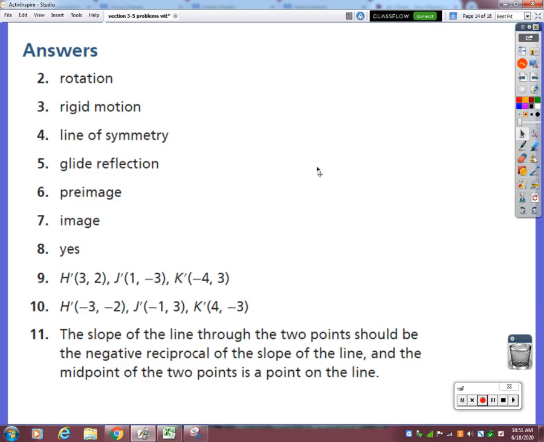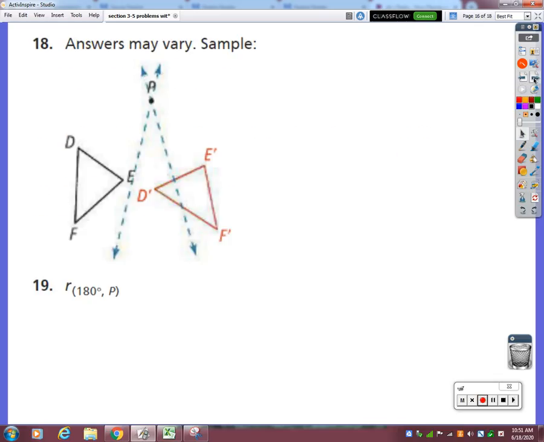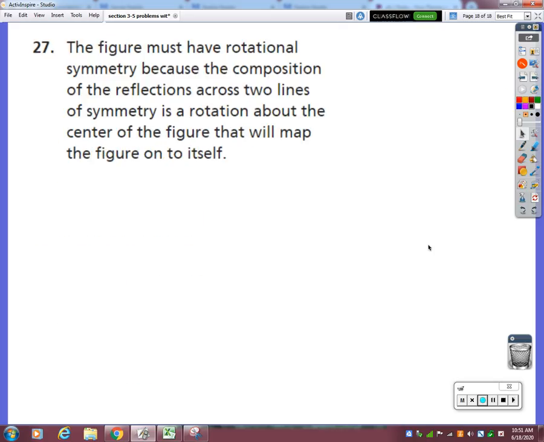So there's 2 through 11. Here is the next bunch. And then 18 and 19. This is an answers may vary one, so it looks like there's a lot of different ways that you could answer that question. And then there's a nice looking chunk there. These look nice and complicated. And then here's the last one, okay?